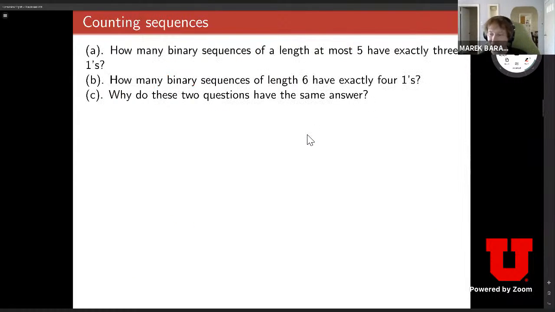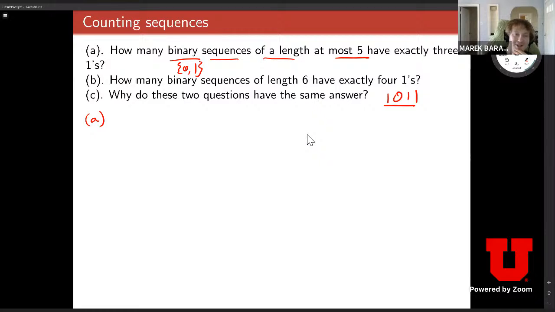Okay, now for our first combinatorics question. We're finding how many binary sequences, so this means we're putting 0 or 1 into each place in the sequence, of length at most 5 have exactly 3 ones. An example of one that's of length 4 would be 1, 0, 1, 1. So that's an example there.